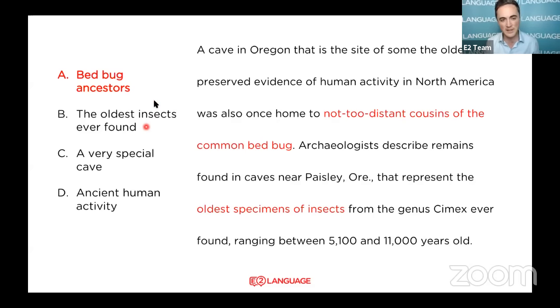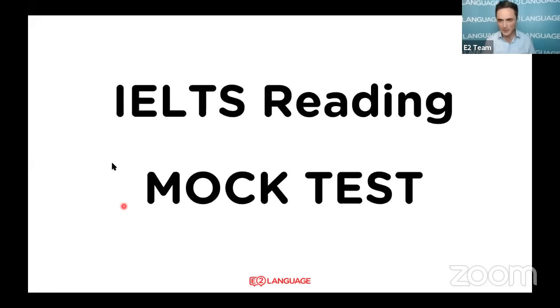Is it about the oldest insects ever found? No, it doesn't mention that. It says it represents the genus Cimex, so they're the oldest ones from this particular genus. It mentions this very special cave, but that's not what it's about. And it mentions ancient human activity, but that's not what it's about. Cool. All right, I know that was tough, but that's what it's all about.